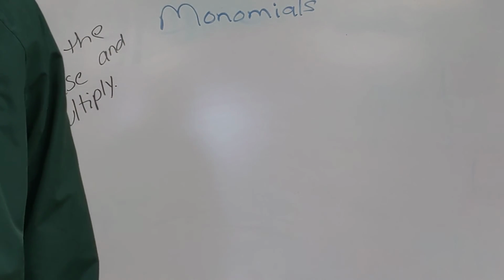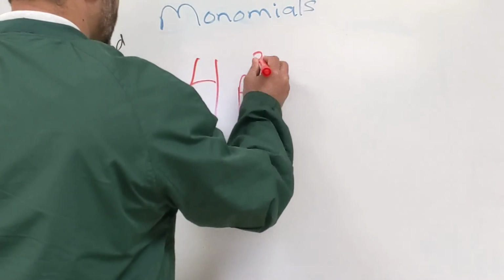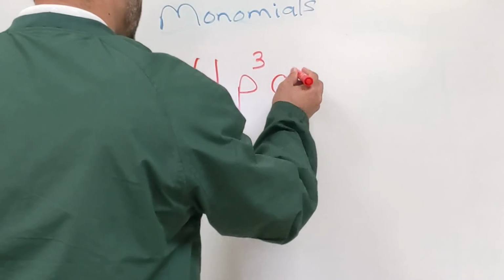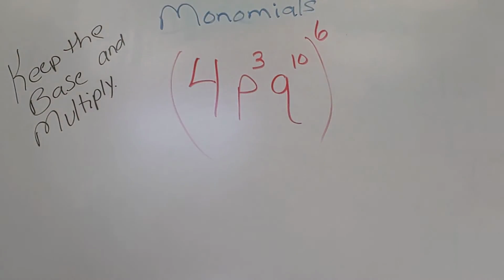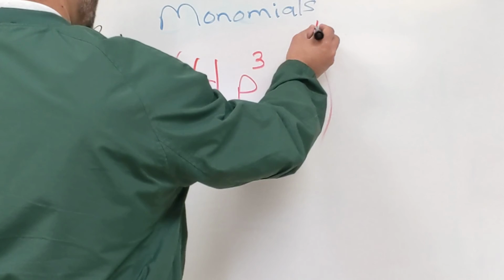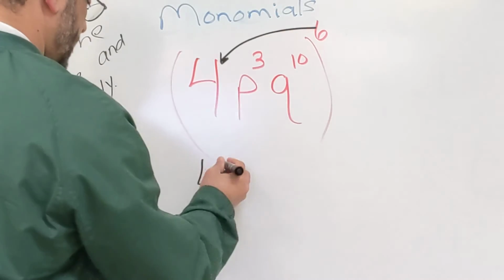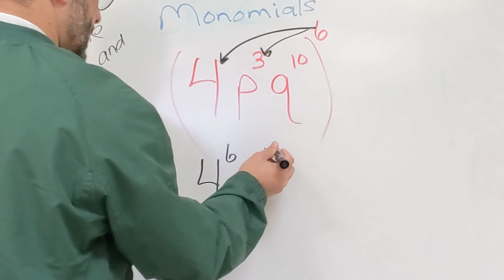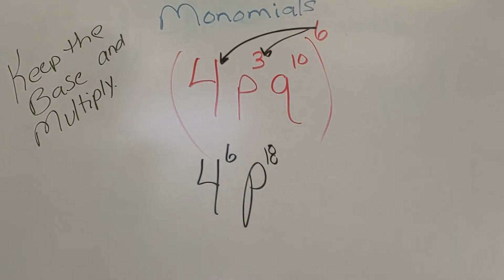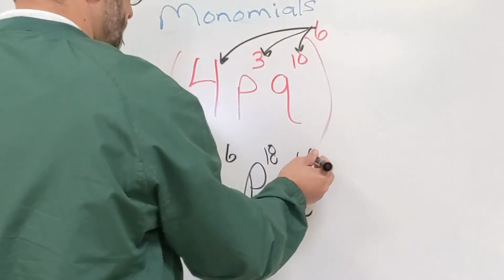So this one is going to be, we're going to have 4p to the 3rd, q to the 10th, all of that raised to the 6th power. All right, so same thing, I'm going to distribute this exponent to everything in parentheses. So I'm going to keep the base and multiply. So that becomes 4 to the 6th, p to the 18th, because 6 times 3 is 18, and then q, 6 times 10 is 60.